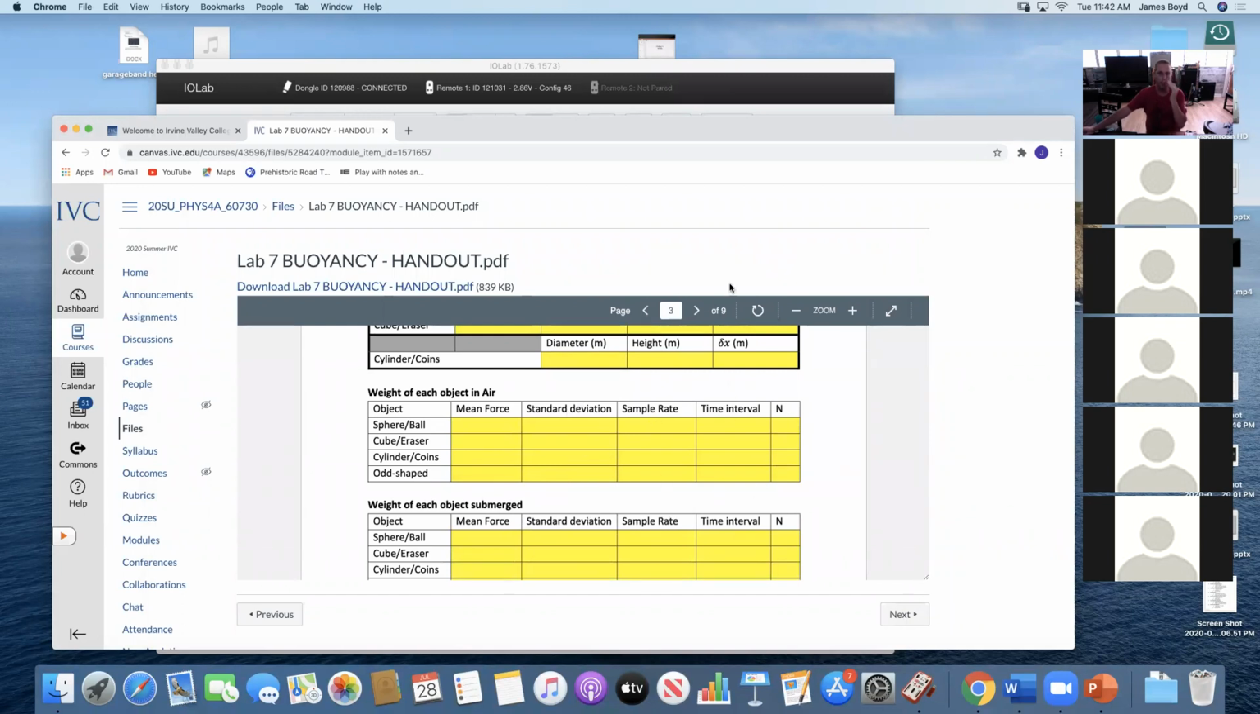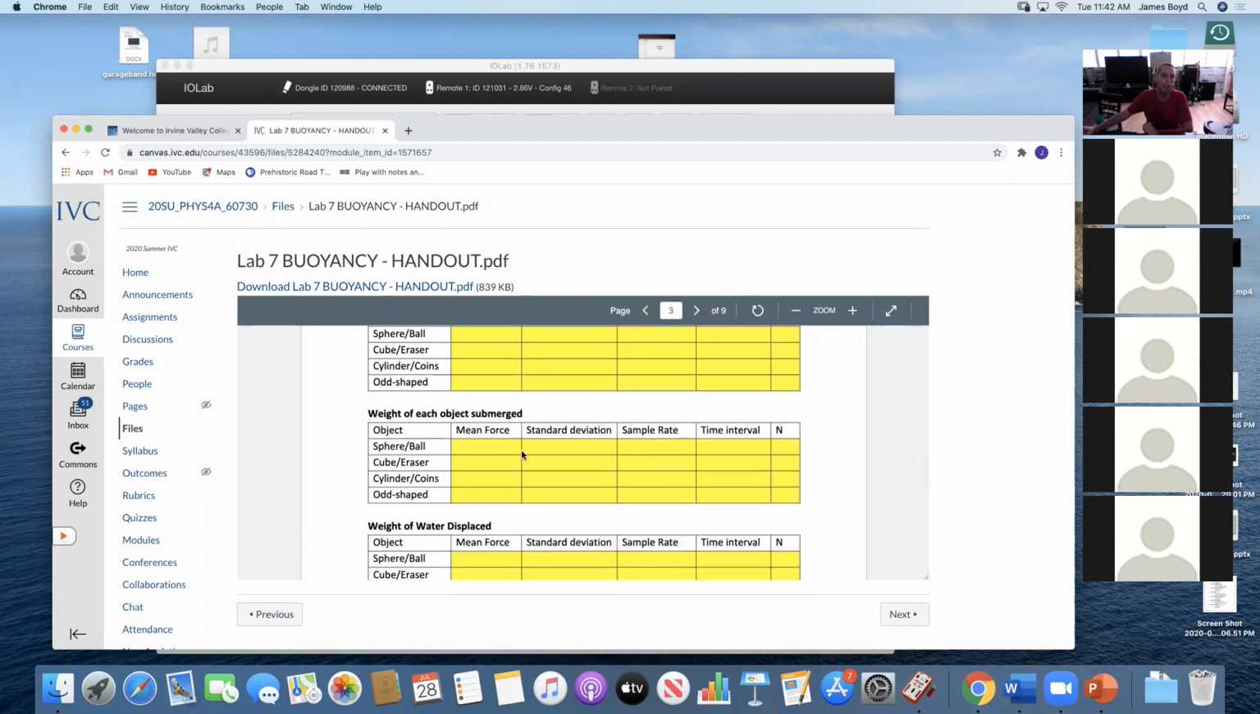And now here's the fun part, okay? So we want the mean force or weight of each object when we put it in water. And so I want to show you guys something important. So you've taken the volume of each one by measurement with the ruler. You've hung them below your IOLab and gotten the force so that you could get the mass.